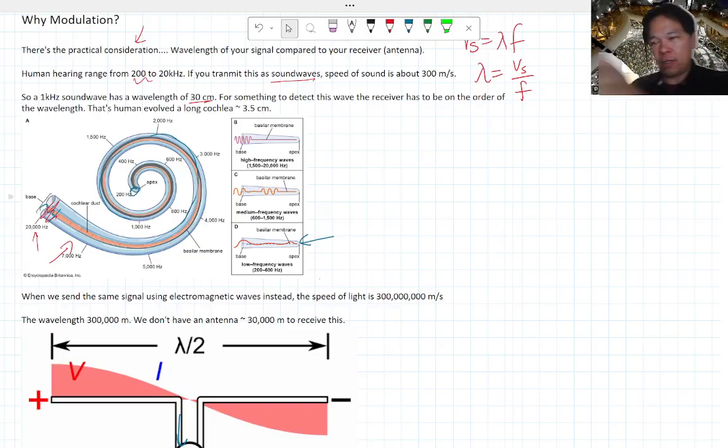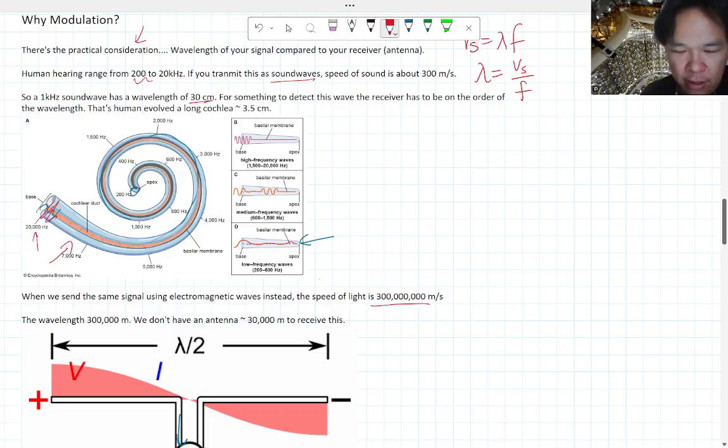It's a little bit less, because the electromagnetic waves go through wires instead of a vacuum. But the speed of light is about 3 times 10 to the 8. So the wavelength of the electrical version of my voice, instead of being 30 centimeters, is 300,000 meters. Much, much bigger, just because I literally pipe in the speed of light as opposed to the speed of sound.